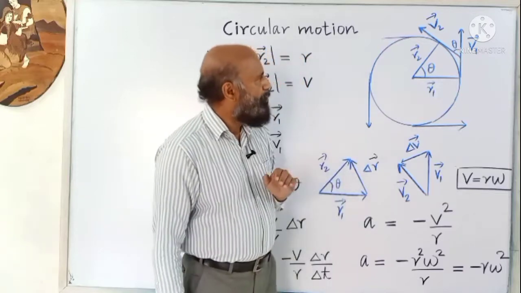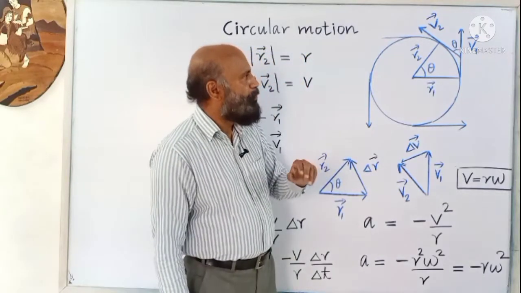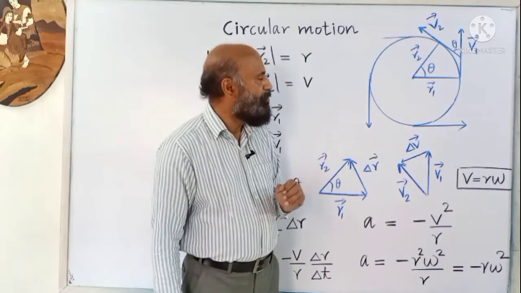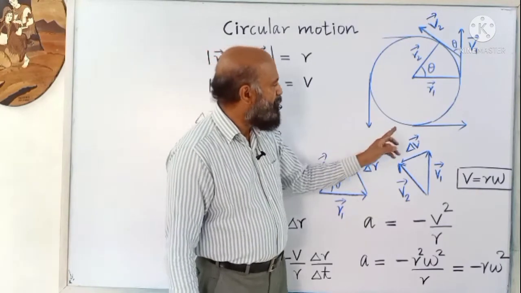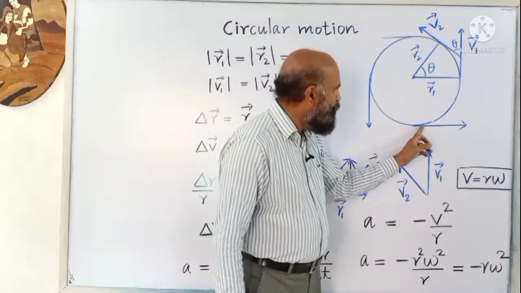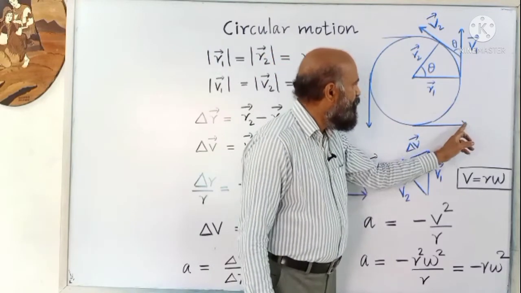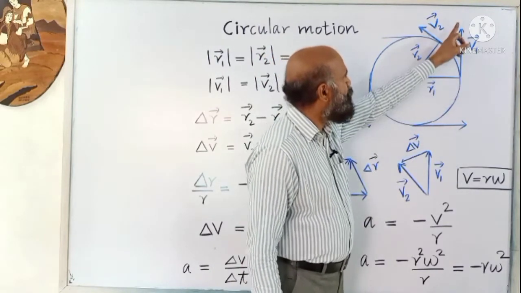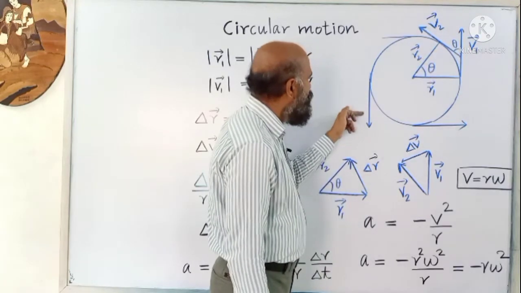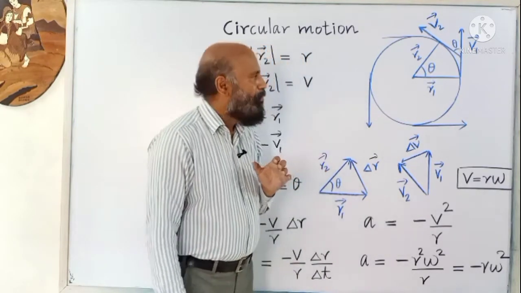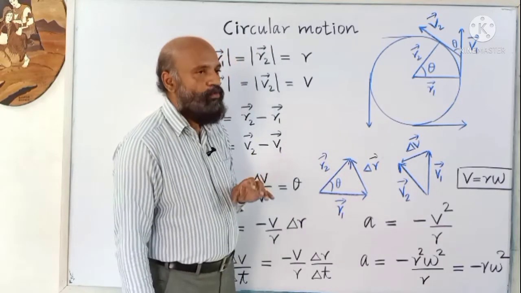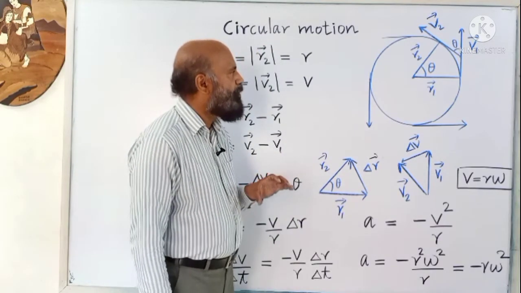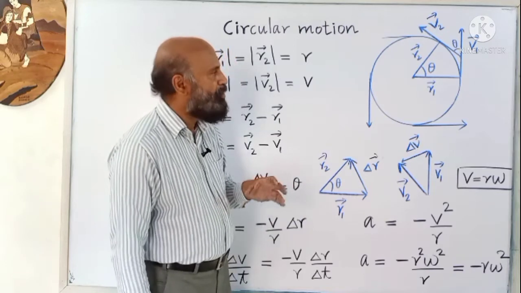but the velocity is not constant because velocity is a vector quantity, so its direction is continuously changing. When it is here, the direction of the velocity is that side. When it is here, upwards. When it is here, downwards. So in a uniform circular motion, the magnitude of the velocity remains the same, but the direction is continuously changing.